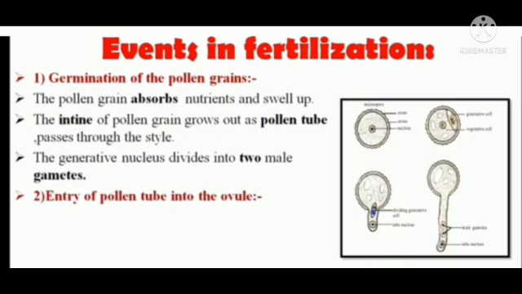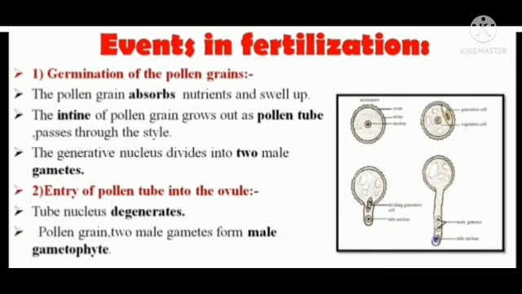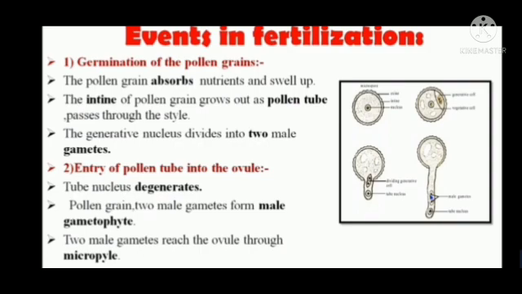Now next is the entry of the pollen tube into the ovule. Finally, the pollen tube travels down the whole length of the style into the ovary. Meanwhile, the generative nucleus divides into two male gametes, or two nuclei. The male gametes move to the tip of the pollen tube and lie in the mass of cytoplasm. The tube nucleus degenerates. The pollen grain with the pollen tube containing two male gametes constitutes the mature male gametophyte. The pollen tube carrying the two male gametes now turns towards the micropyle and enters the embryo sac. Now the tip of the pollen tube dissolves.